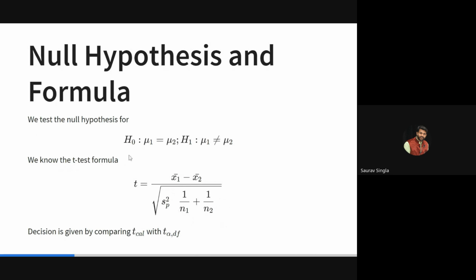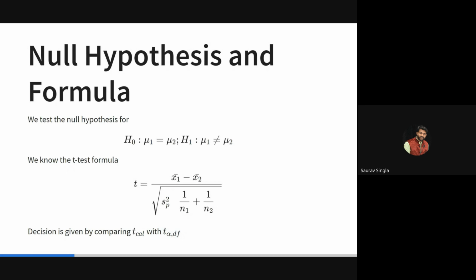So what we are testing in case of two groups is that the mean of the first group equals the mean of the second group. If this calculated value is higher than the table value, then we reject it. The table value is taken from the T table, which is nothing but the table from the T distribution.